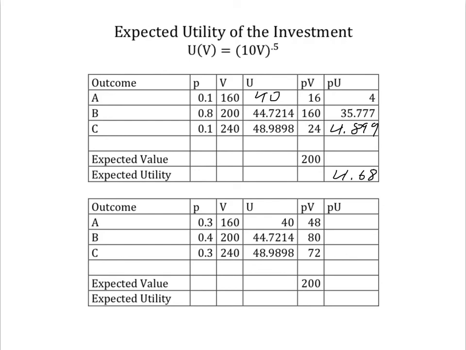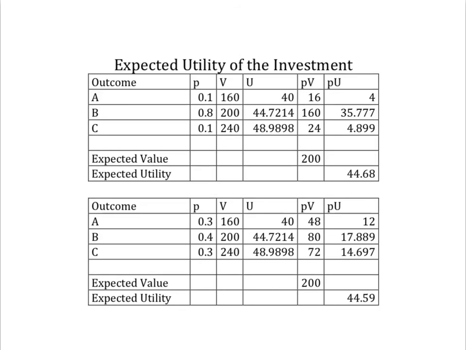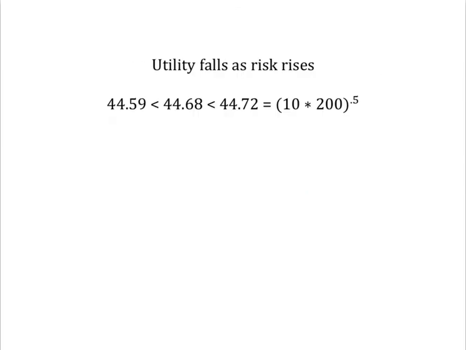Now stop the video and you do the same for the second investment. Take care not to round too soon during the intermediate calculations. Here's the result. The expected utility of the riskier second investment is lower than that for the first. And the individual will prefer $200,000, the expected value, with certainty to risky investments with the same expected value.